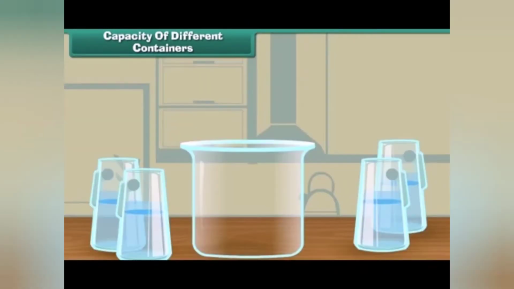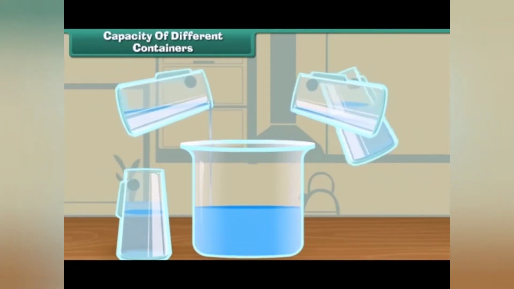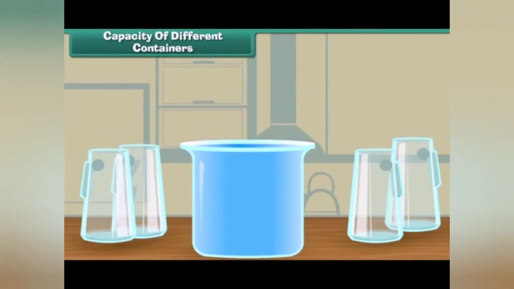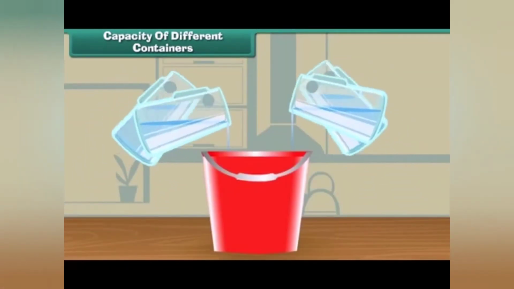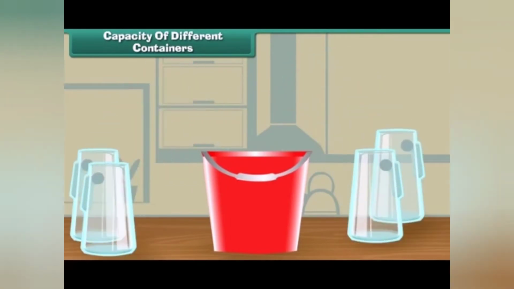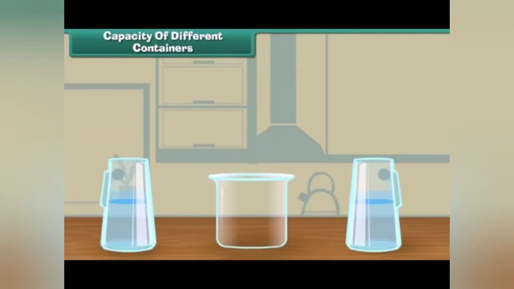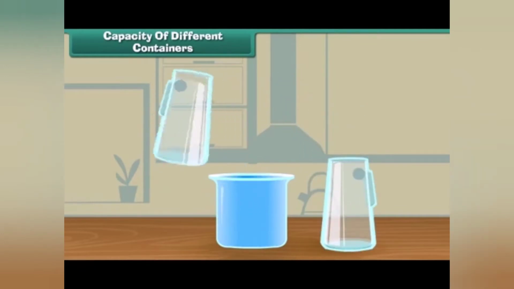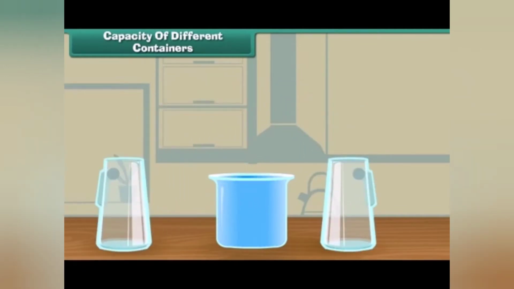Now let us fill the second vessel. 1, 2, 3, and 4. Look, the bucket is full. Here 4 jugs of water fill this bucket. Now let us fill the third vessel. 1 and 2. 2 jugs of water fill the third vessel.